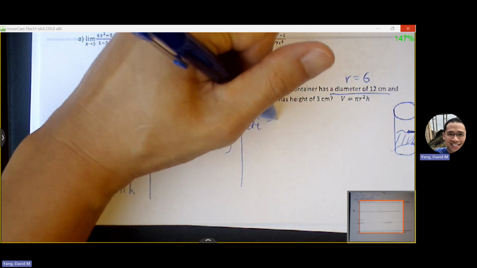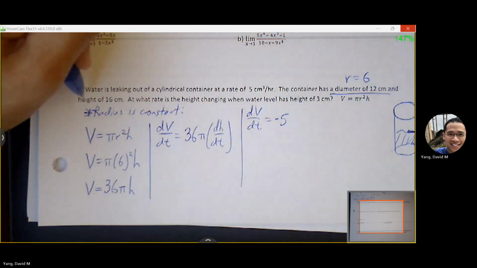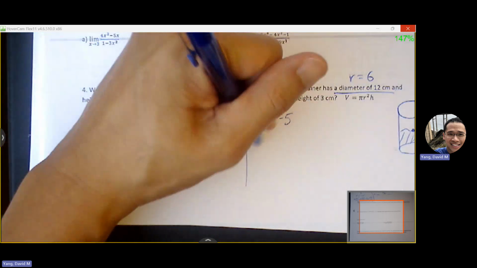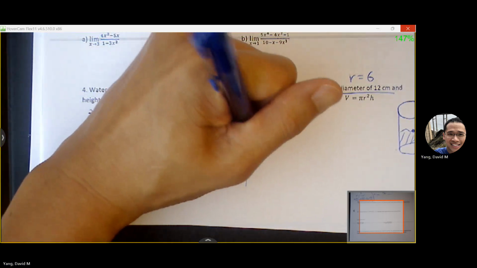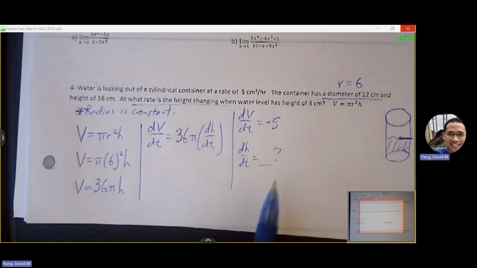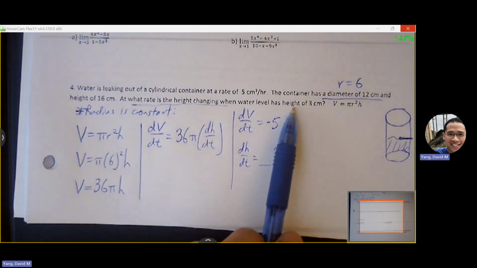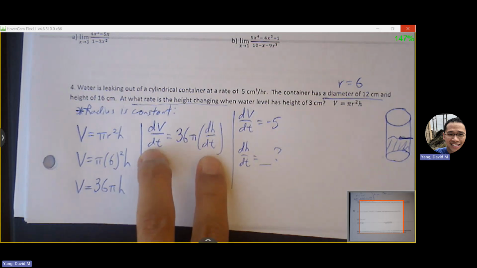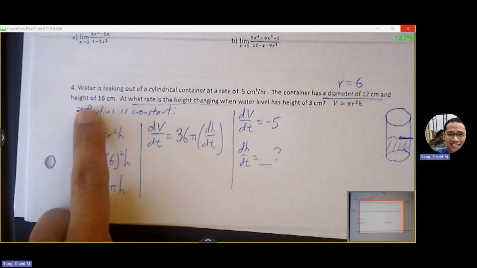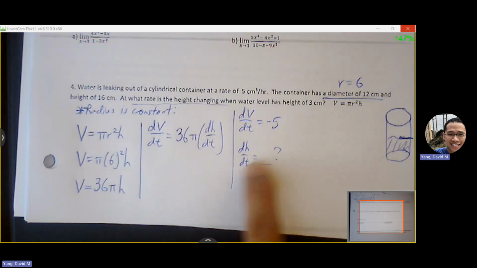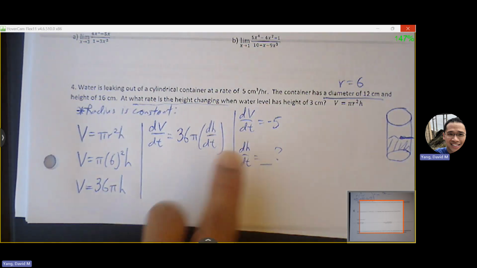Water is leaking out. At what rate is the height changing? We're looking for dh/dt. But they gave us all this information that we don't need, right? They gave us the height of the water level, which we don't need. We already found the derivative. The h already disappeared. And they also gave us the height of the container, which we also don't need as well, right? All we needed was dV/dt, which was -5, and that's enough for us to solve for dh/dt.